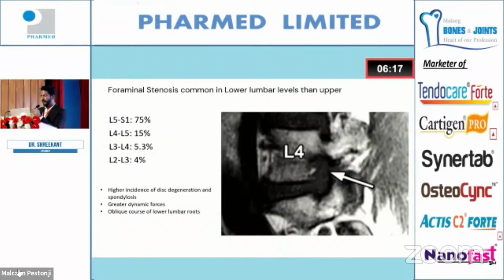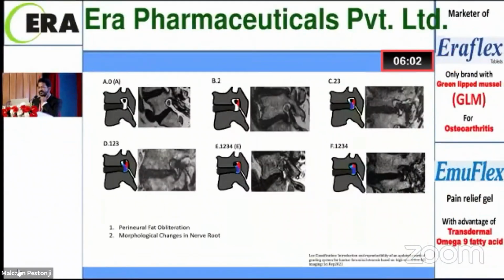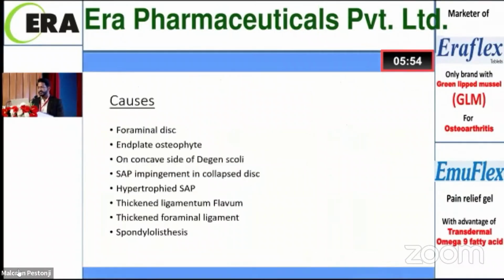The cause we already know: the upper levels are less mobile and the dynamic forces are very low, while at the lower levels the dynamic and degenerative forces are very high. So the causes of foraminal stenosis are more common at the lower levels. This is the Lee classification. We are not going into the details of the classification. It depends on the perineural fat obliteration and morphological changes in the nerve root.